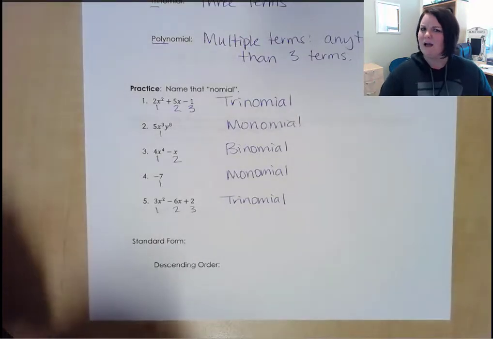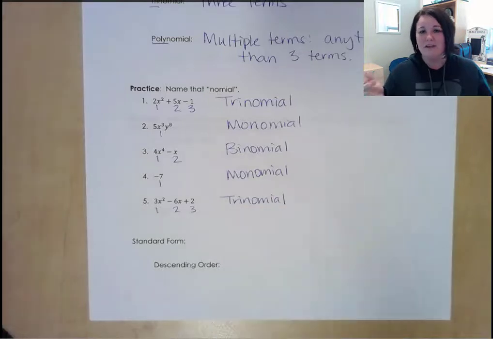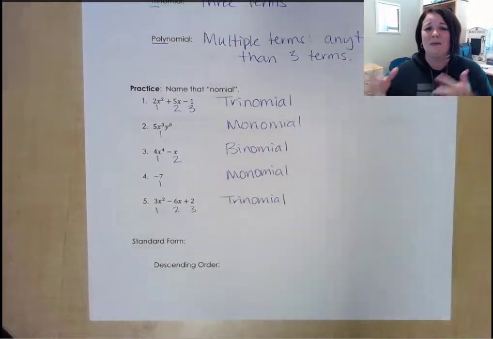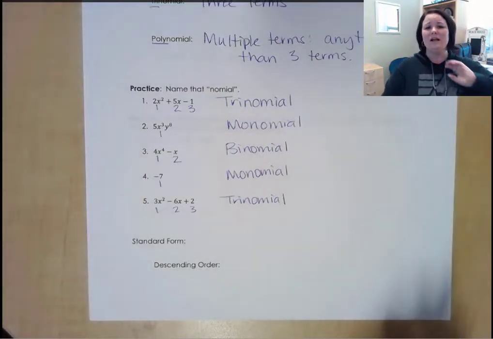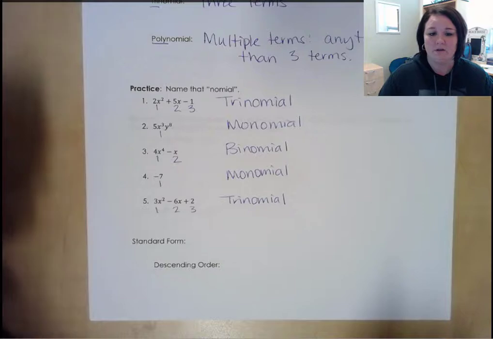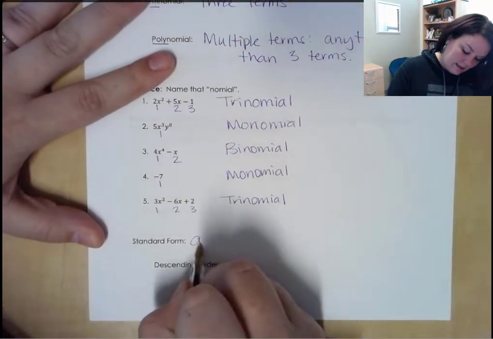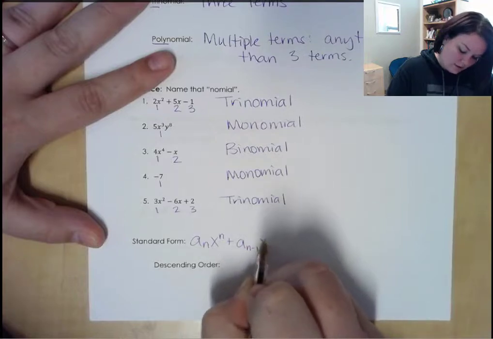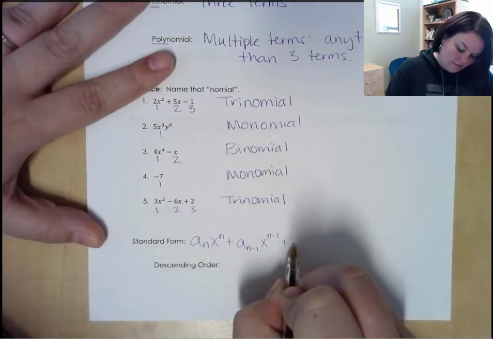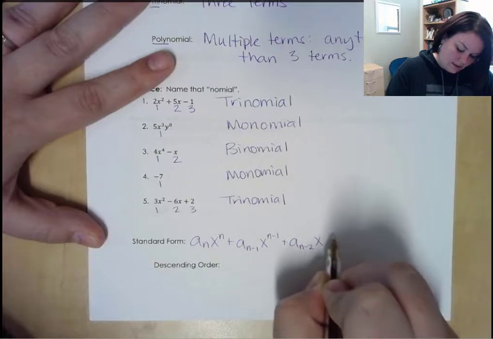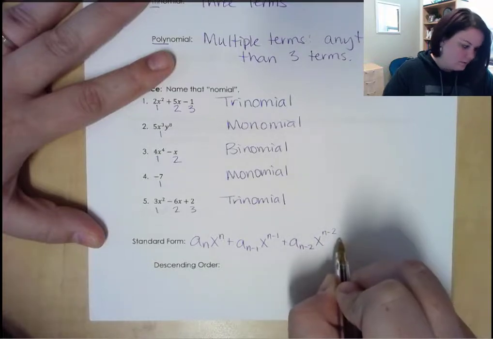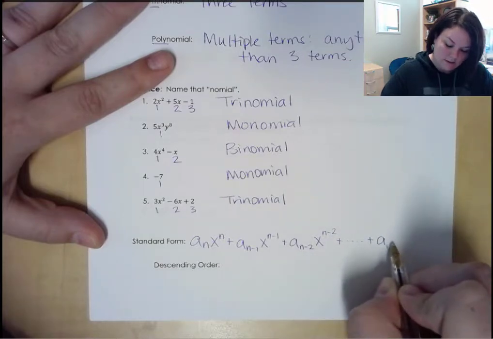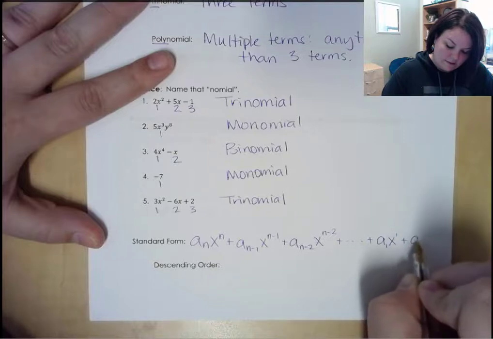So I hope we're kind of okay with that jargon now of calling things whatever kind of nomial they are, and letting that register in your brain that we're describing how many terms it has, right? All right, so standard form of any polynomial looks something like this. A sub n x to the n power plus a sub n minus 1 x to the n minus 1 power plus a sub n minus 2 x to the n minus 2 power plus dot dot dot all the way down to a sub 1 x to the 1 plus a sub 0.